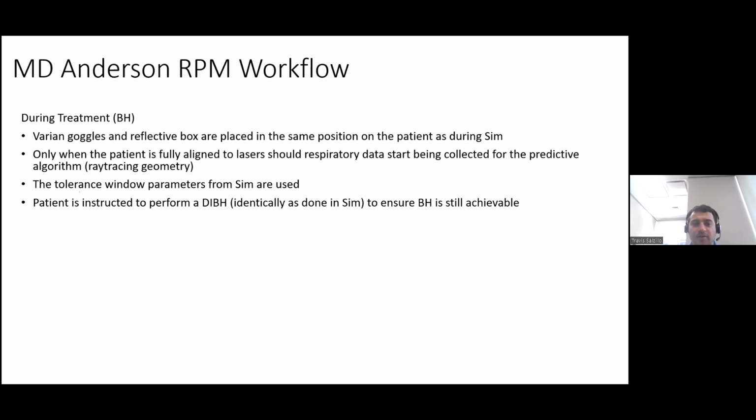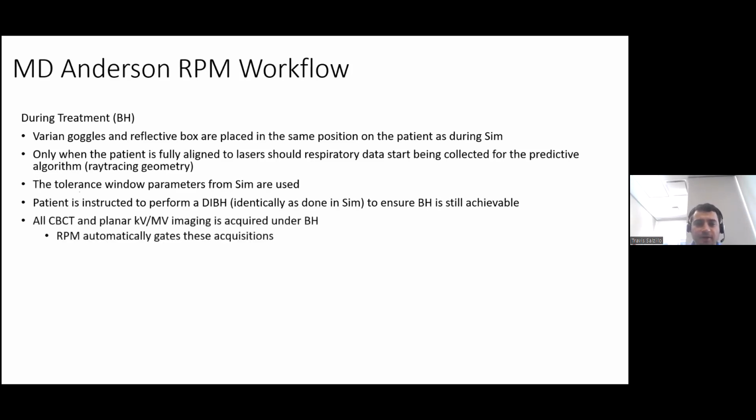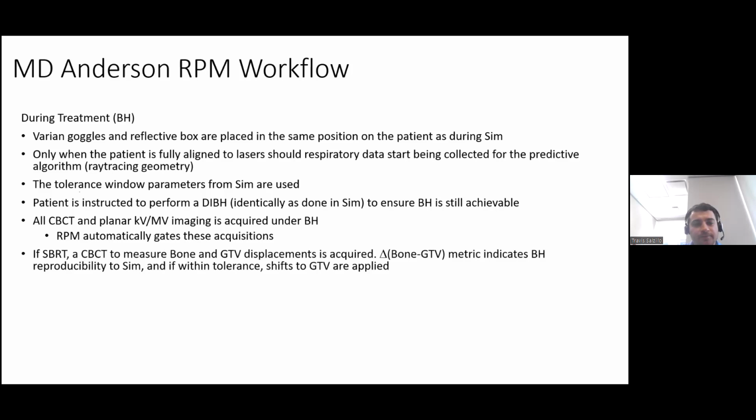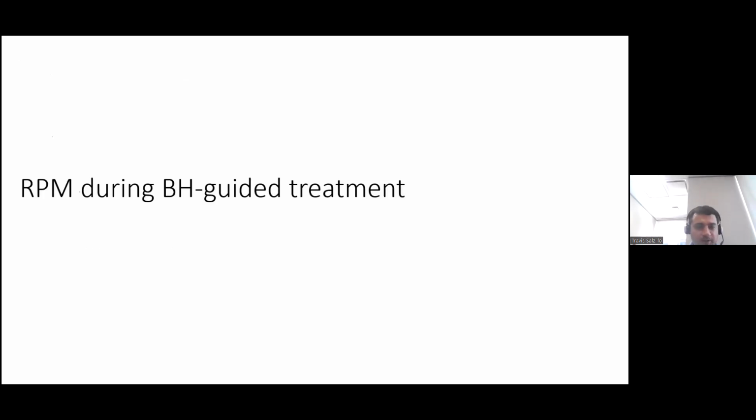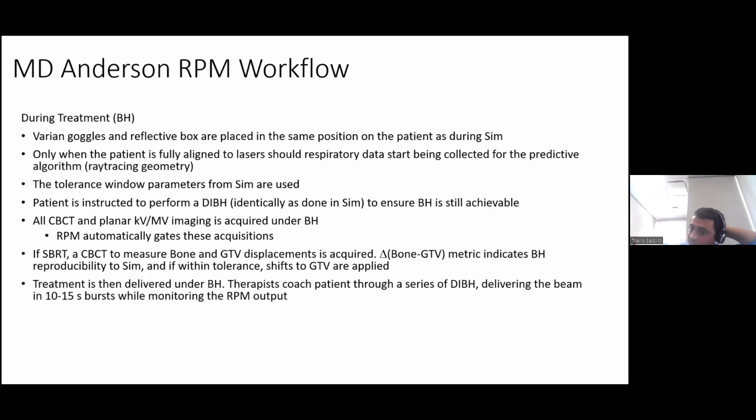We use the same tolerance window as I mentioned. We ask the patient to take in a comfortably deep breath, just as they did during sim, and we perform our imaging, cone beam or our planar imaging, either with the kV or the MV. And then we do SBRT. Again, we measure this difference in bone alignment and GTV alignment or tumor alignment. And as long as this difference is within about 5 millimeters, then we're okay to treat. We then treat through a series of breath holds where we're gating the beam whenever the respiratory rate or the breath dips below where it needs to be. And then we repeat over and over again.